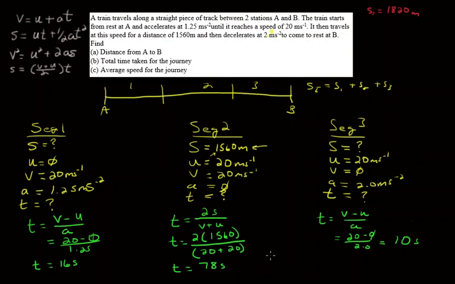So when you add it up, time total equals 16 seconds plus 78 seconds plus 10 seconds equals 104. This was a very short trip. 104 seconds, not even 2 minutes. This was very short. But that's okay, because we're just learning how to do the problem. We don't have to figure out if it's realistic or not.